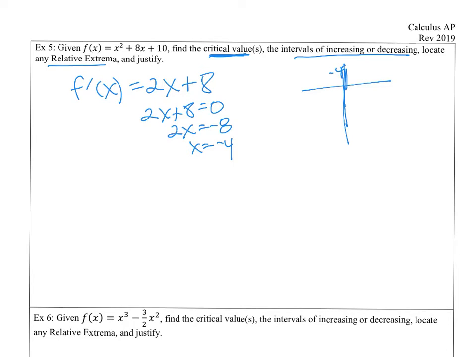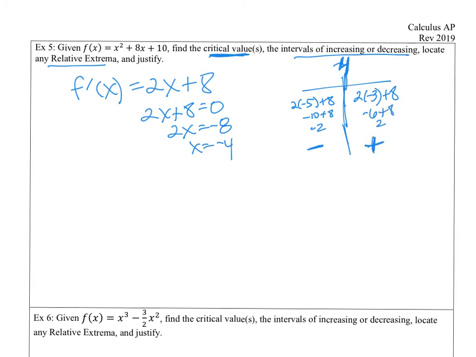So I might try something like -5 in my derivative. If I were to put 2 times -5 plus 8, I would get -10 plus 8, or -2. So it's negative. And then we're going to try something bigger than -4, so we'll try -3. 2 times the -3 plus 8 is -6 plus 8, which is positive.